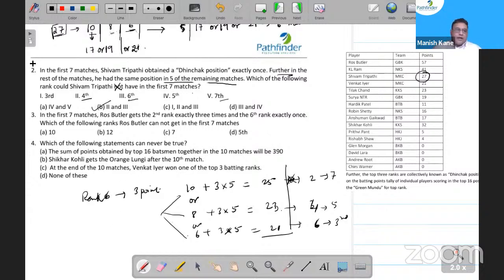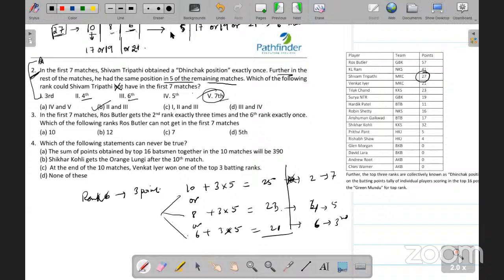But there is a mistake. I admit there is an error in this question. He could also obtain a 7th rank. But is the logic of approaching this question clear? Is the logic of approaching this question clear to all? Yes, sir. Just give me a thumbs up if it is clear. Just give me a thumbs up if this is clear to you.